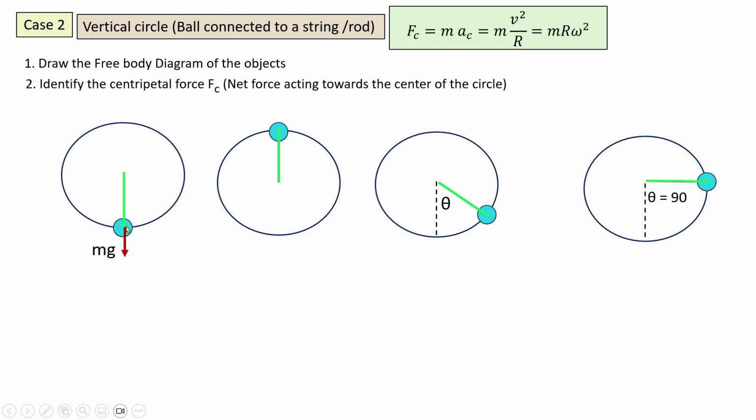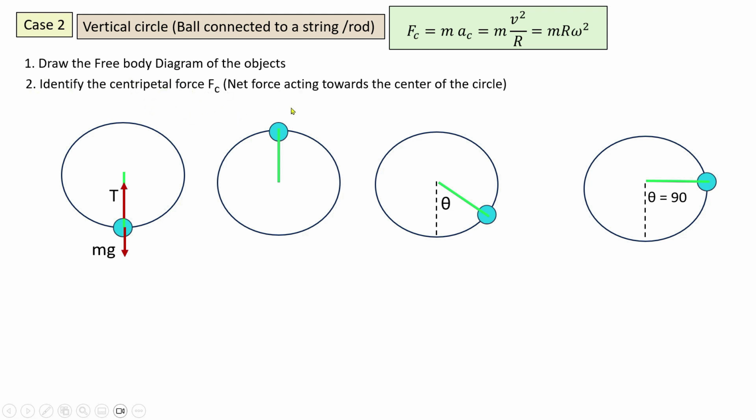The first force will be the mg acting downwards, and the tension will be away. Remember, the direction of tension is always away from the object. So in this case, it will go towards the center of the circle. And these are the only two forces which are acting on the ball. So that's step 1.